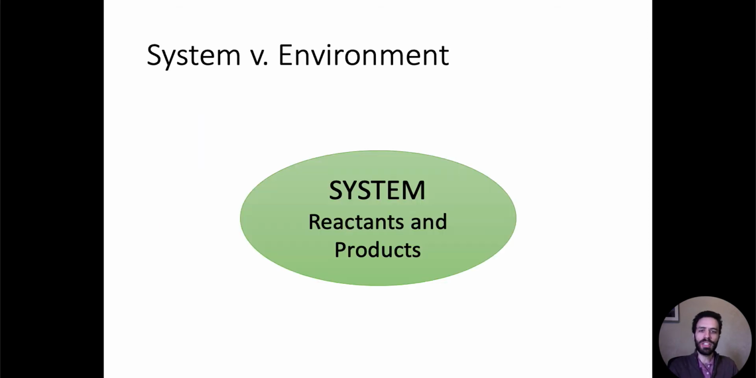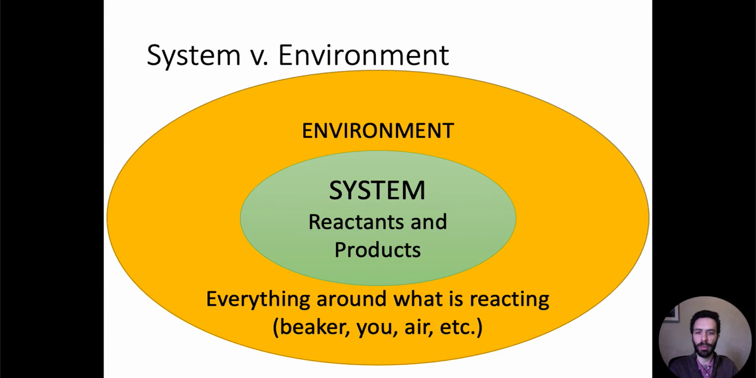We use these words system and environment, so let's take a minute to look at what those two words mean. The system in chemistry is the things that are actually reacting, the reactants and products, the atoms and molecules that are part of the chemical reaction. Everything else is part of the environment. That's the beaker, that's you, that's the air, that's maybe water if these things are reacting in solution. Everything that is not itself part of the reaction is part of the environment.